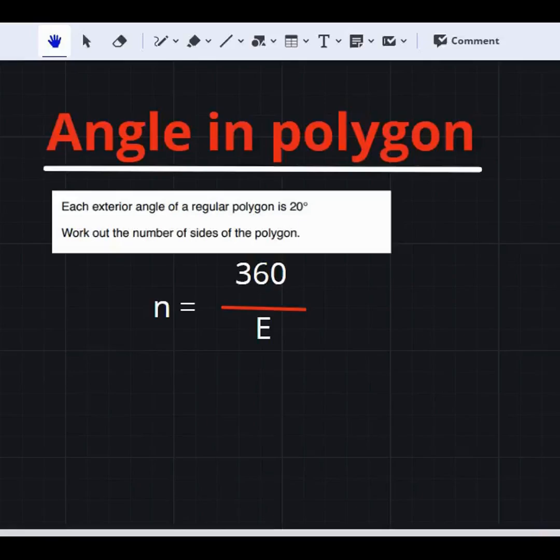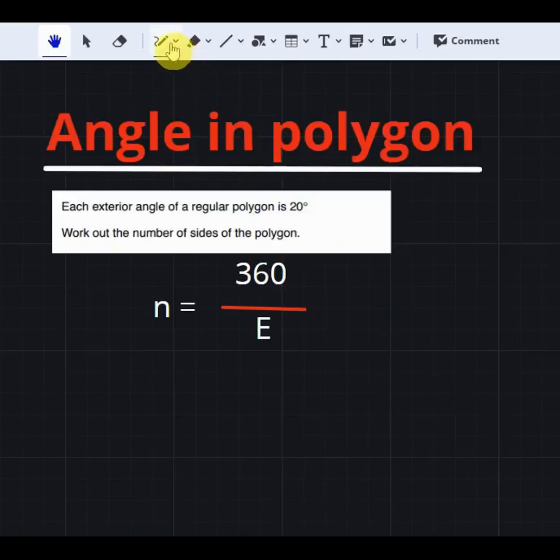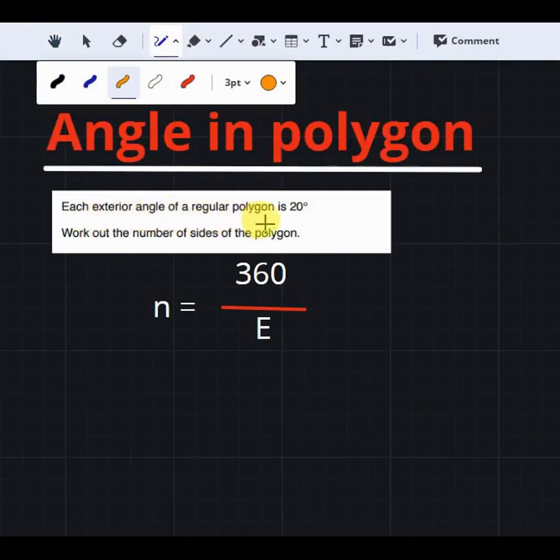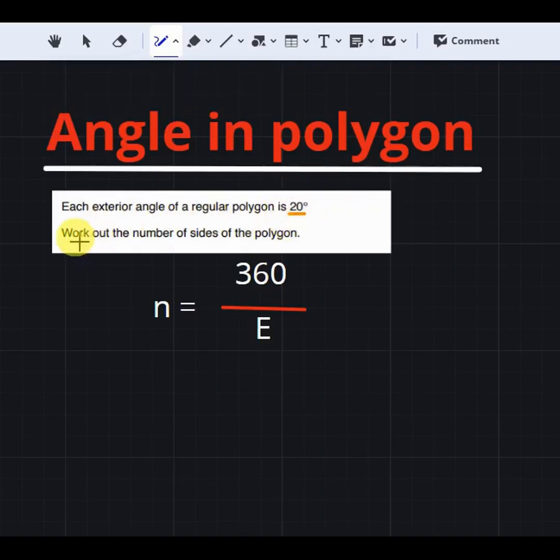Now I will explain how to find the number of sides in a polygon when the exterior angle is given. Let's have a look at this example. He's saying each exterior angle of a regular polygon is 20 degrees. So this is the angle. He's saying work out the number of sides of the polygon. So it means that you have to find n.